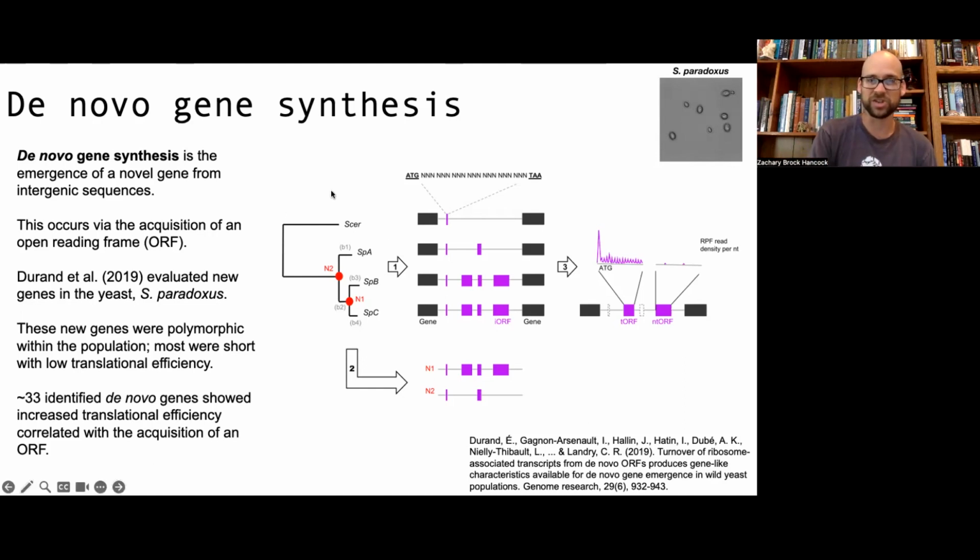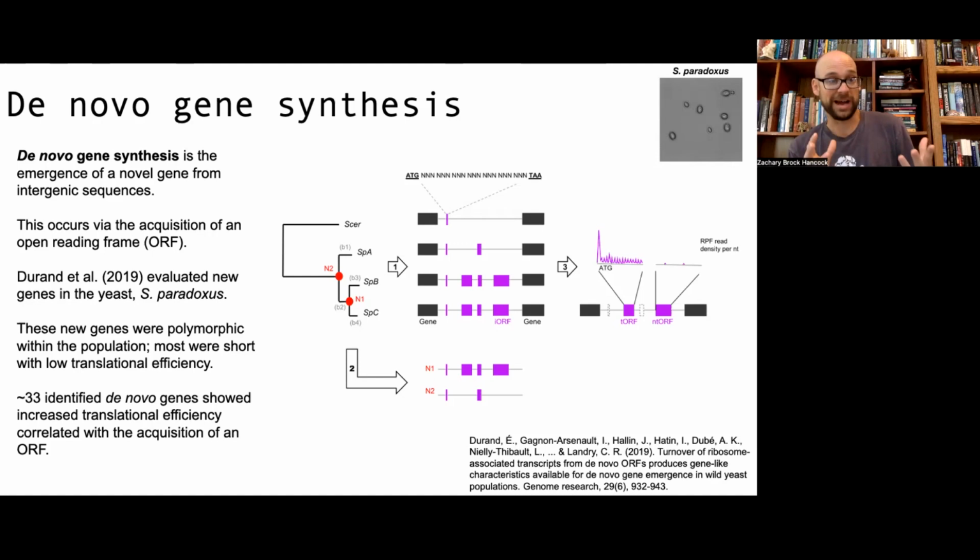So this little phylogeny here is the relationship between the baker's yeast and then Paradoxus are these three populations here. And then this is a little diagram of the way this might occur. So in black are the genes themselves, and then the purple represents the acquisition of an open reading frame, with ATG being the start codon and TAA being the stop. The ends just represent some codons between them.